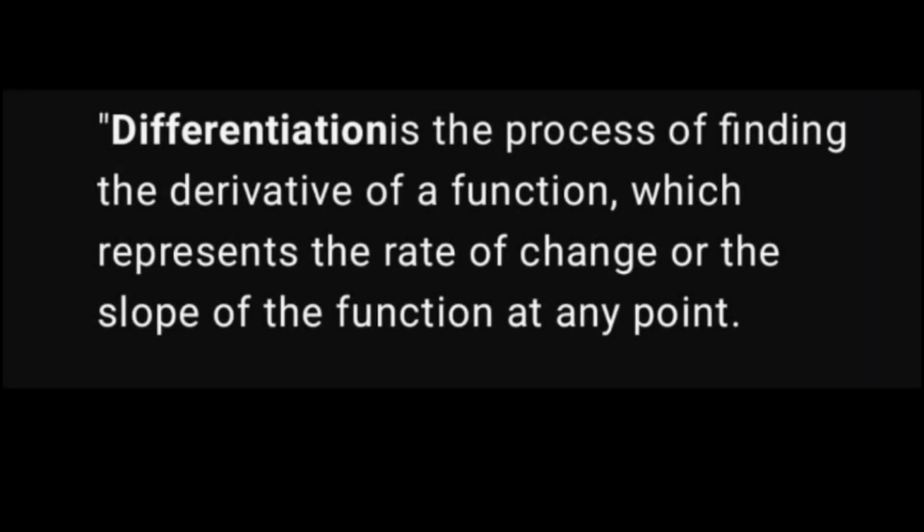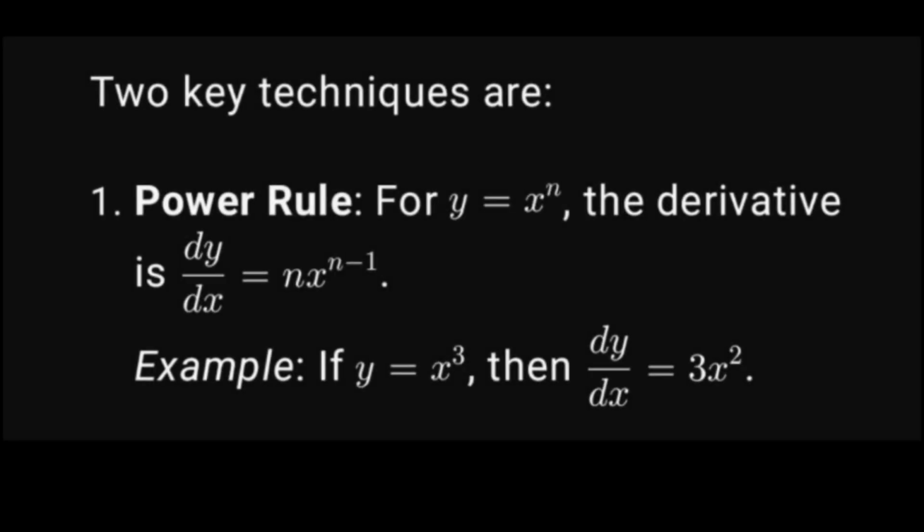Differentiation is the process of finding the derivative of a function, which represents the rate of change or the slope of the function at any point. Two key techniques are, first, the power rule. For y equals x to the power of n, the derivative is dy over dx equals n multiplied by x to the power of n minus 1.